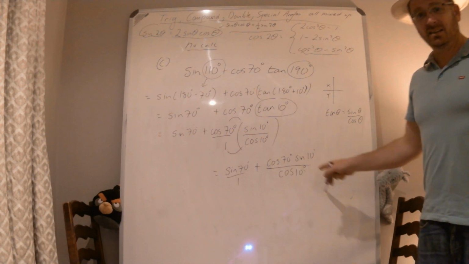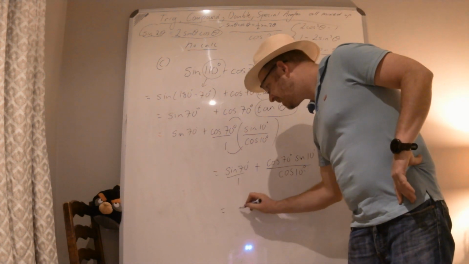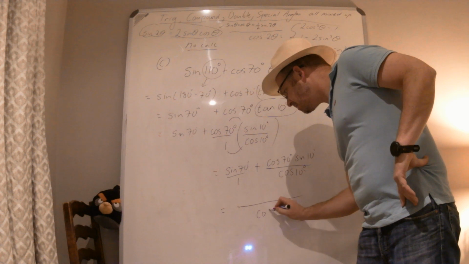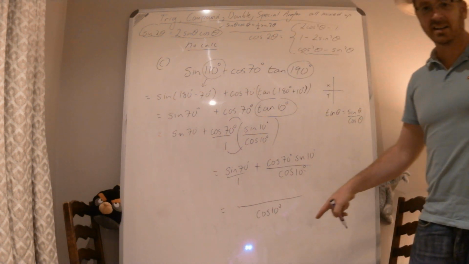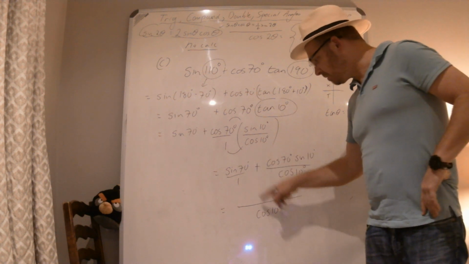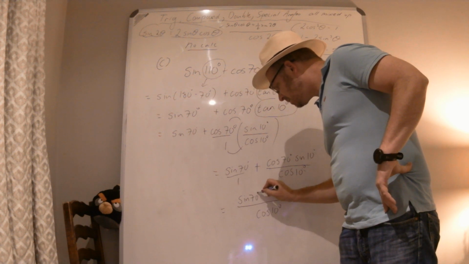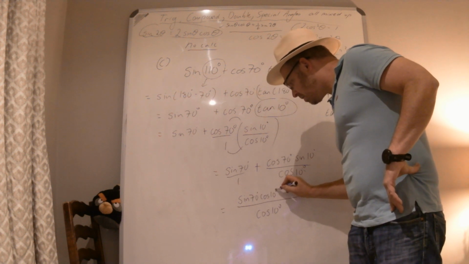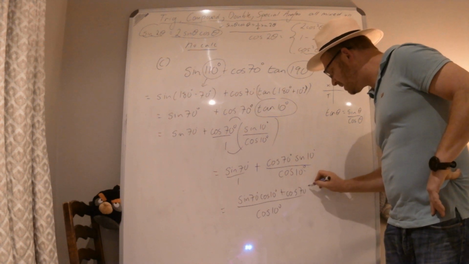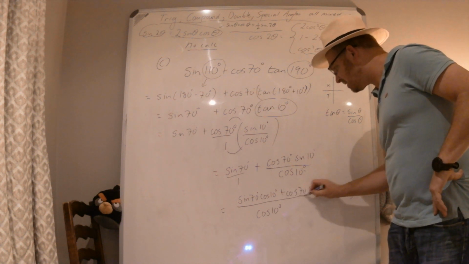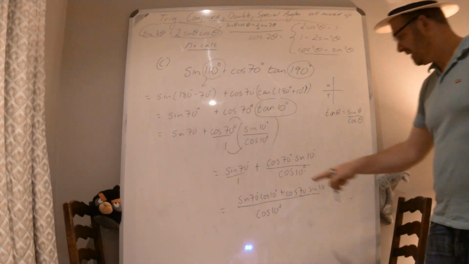Right, so how do you add fractions together, Boati? You get a common denominator, and my common denominator is cos of 10 degrees. So whatever you do to the bottom, no matter how disgusting, you do the same thing to the top. Times the bottom by cos 10, I times the top by cos 10, and I get sine 70 cos 10 plus cos 70 sine 10. Now there's a pattern here.